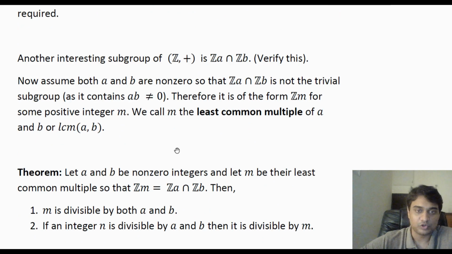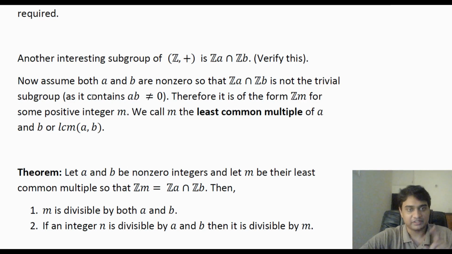So since both A and B are non-zero, their intersection will not be the trivial group, right? Because it contains AB. ZA contains AB because B is an integer and ZA contains all the integer multiples of A. And ZB also contains AB because A is an integer, and ZB contains integer multiples of B. So AB, which is not zero since A and B are not zero, is contained in ZA intersection ZB. So it is not a trivial subgroup.